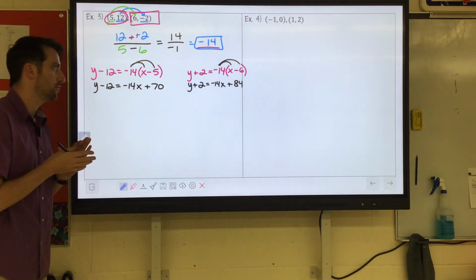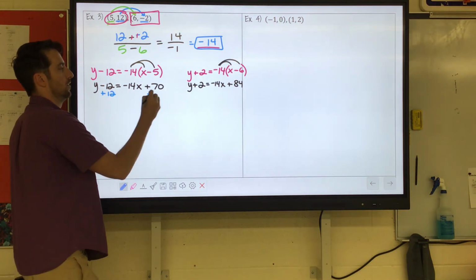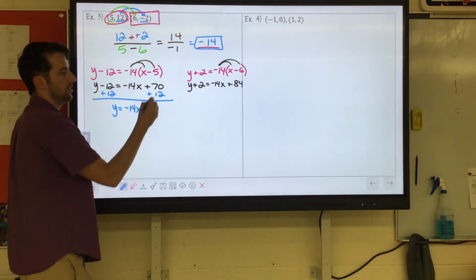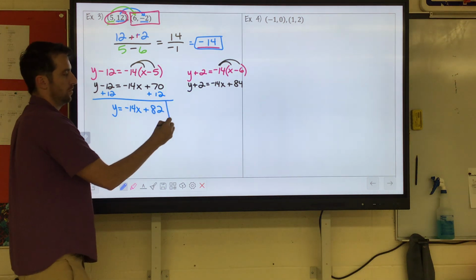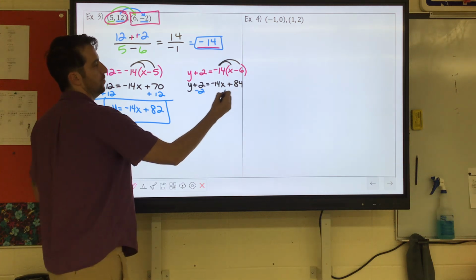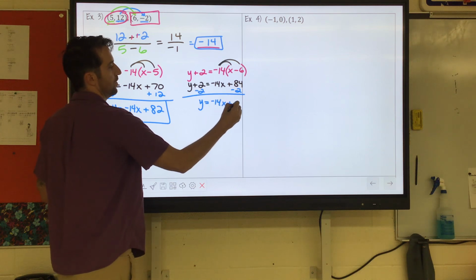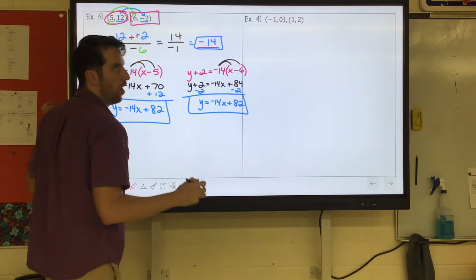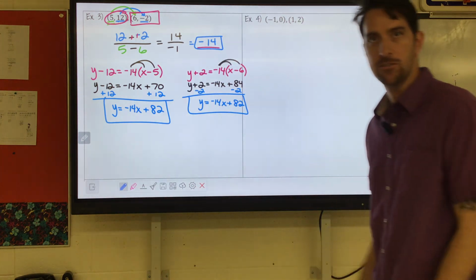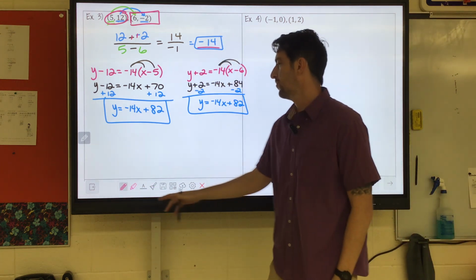If we're trying to get rid of minus 12 here, we would add 12 to the other side. That would give us y equals -14x, and then 70 plus 12 is 82. Over here, we would get y by itself by subtracting 2 from both sides. Y equals -14x plus 82. Oh my gosh. Same thing. That's bananas, dude. Bananas.